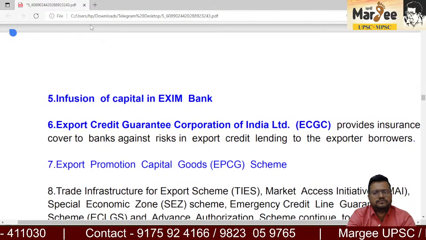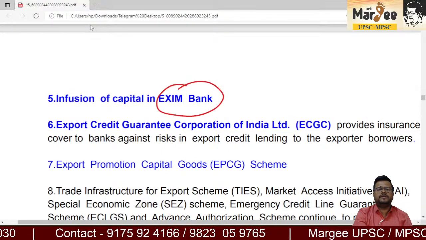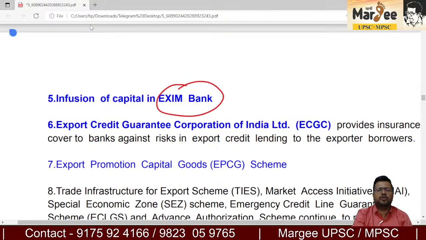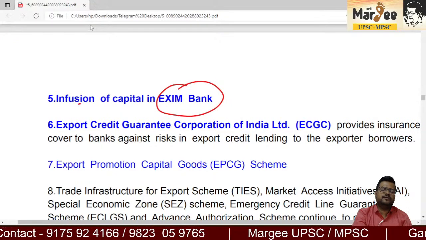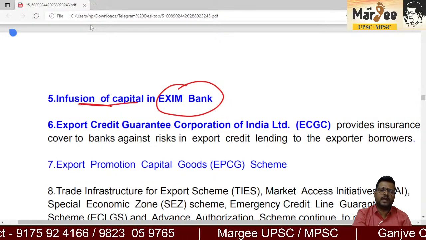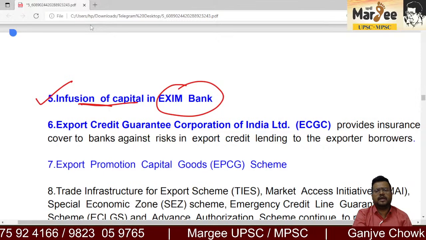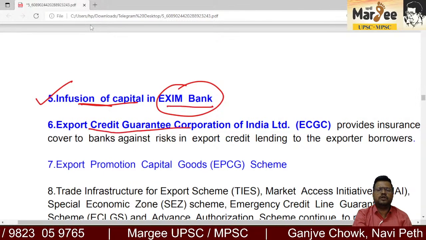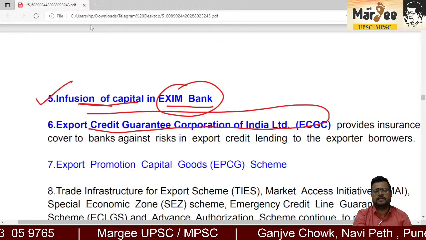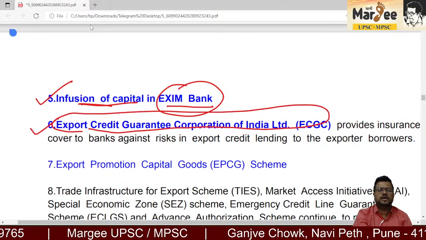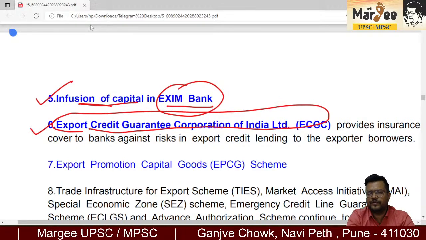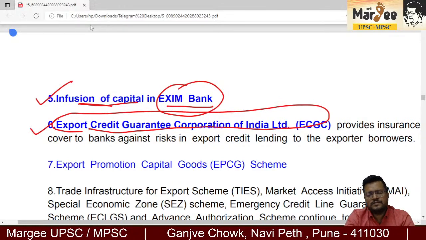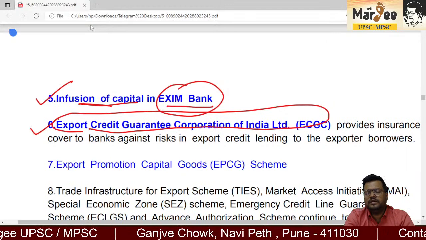Then there is Exim Bank also, Export Import Bank of India. Government is infusing more capital in this bank. Exim Bank, Export Import Bank. Then Export Credit Guarantee Corporation of India Limited is there for export promotion. See, various banks give credit to the exporters.